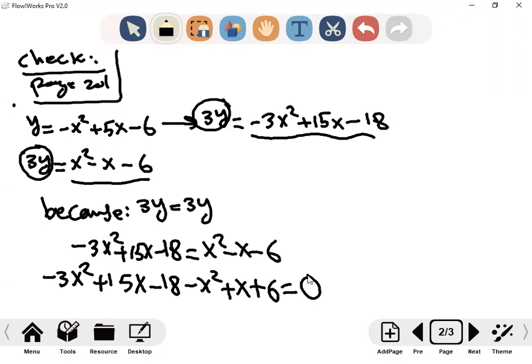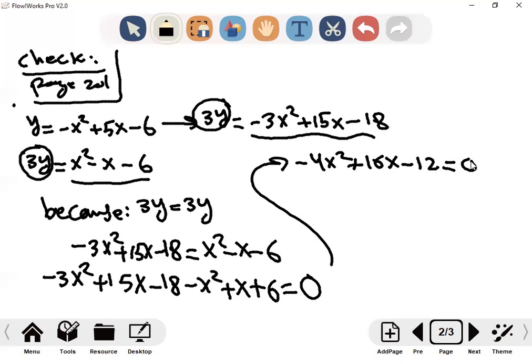Now combine the like terms. Minus 3x power 2 minus 1x power 2 are like terms, right? So we have minus 4x power 2. Then 15x plus x is 16x. Then minus 18 plus 6 is negative 12, all equal what? 0, right?